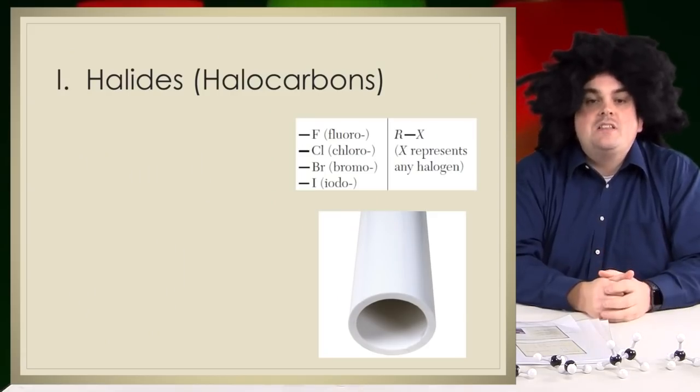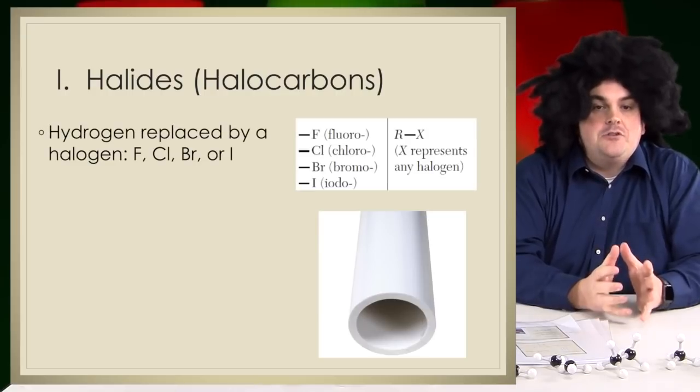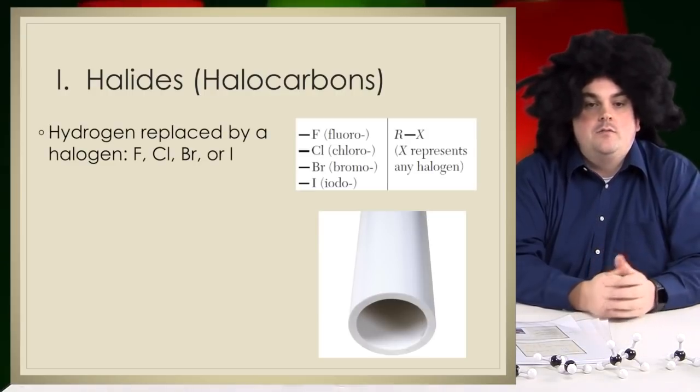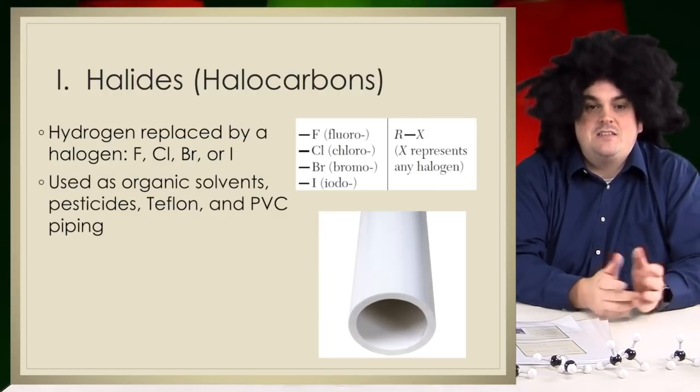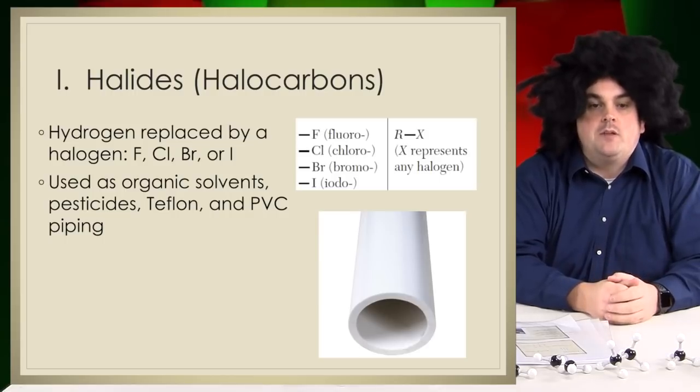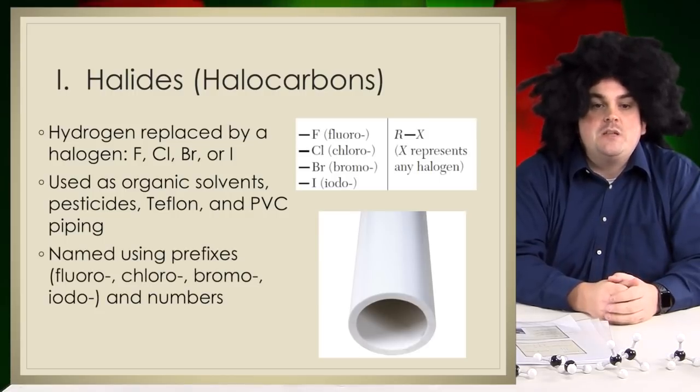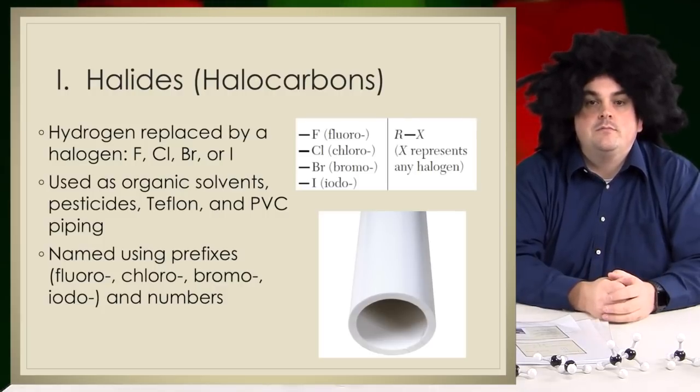Halides, also known as halocarbons. Hydrogen replaced by a halogen: fluorine, chlorine, bromine, or iodine. Used as organic solvents, pesticides, Teflon, and PVC piping. Named using prefixes fluoro, chloro, bromo, or iodo, and numbers.